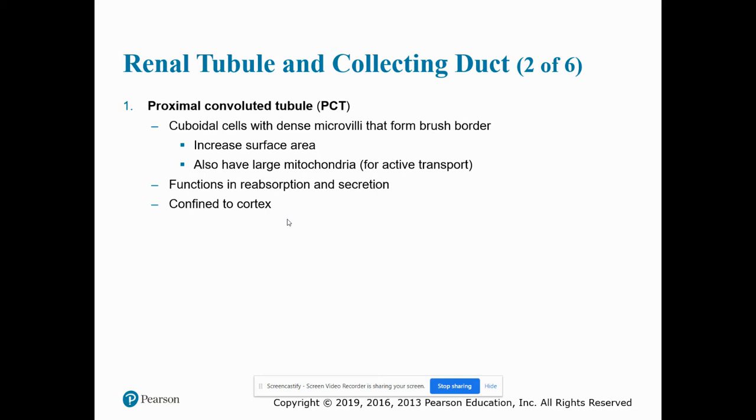The proximal convoluted tubule is composed of cuboidal cells with a lot of microvilli. These microvilli are going to increase the surface area, and that's really important because the proximal convoluted tubule plays a really important role in both reabsorption and secretion. They also have large mitochondria, and this is because mitochondria make ATP, and there's a lot of active transport going on. In order for active transport to occur, ATP is necessary. The proximal convoluted tubule is confined to the cortex.